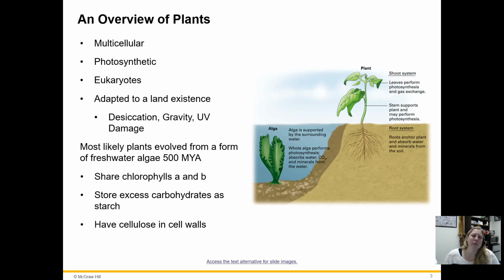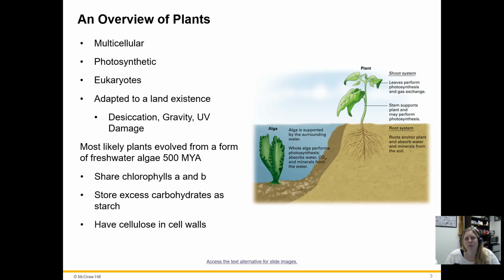And then plants are able to handle UV damage. If you ever find algae washed up on shore at the beach or at a lake, generally speaking, that algae is going to dry out very quickly and it's going to become damaged from the UV radiation. So that's our big difference there. In order to adapt to this land existence, most plants have roots and shoots. And so we have systems that are responsible for anchoring plants in the soil and allowing them to absorb water and nutrients. And we have parts that are specialized for photosynthesis.